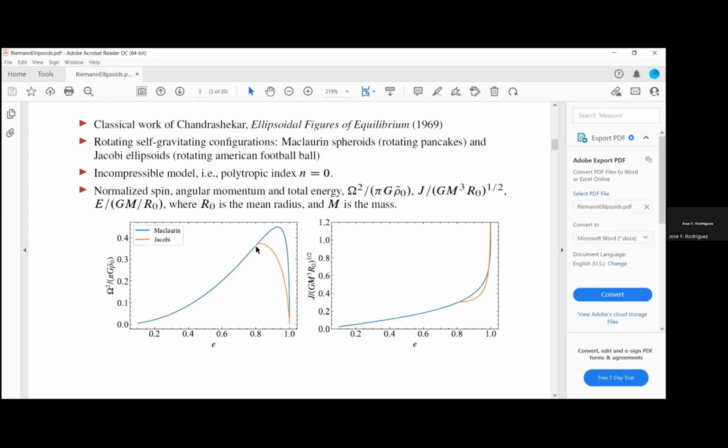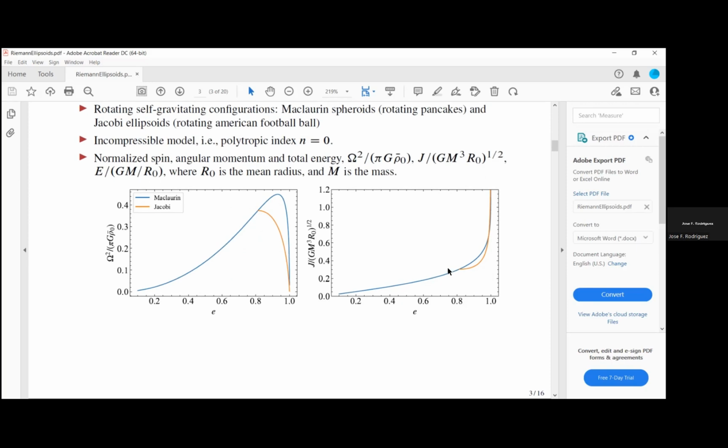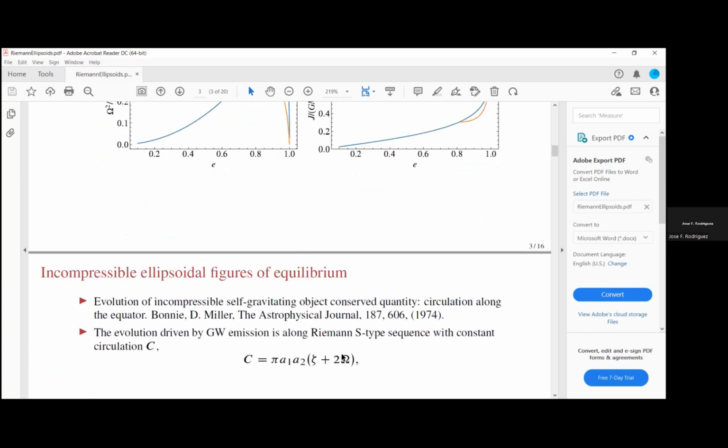This point marks an instability, a secular instability. There is another instability, a dynamical instability of the Maclaurin spheroids, that is given by the maximum in this plot of spin versus eccentricity. Here we can see the angular momentum, and also the bifurcation point.